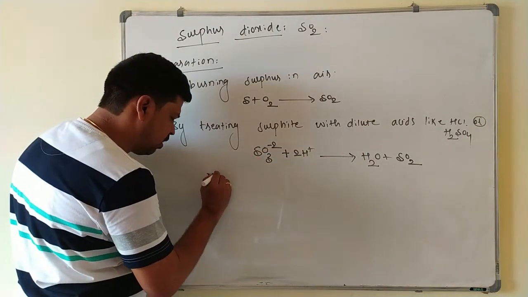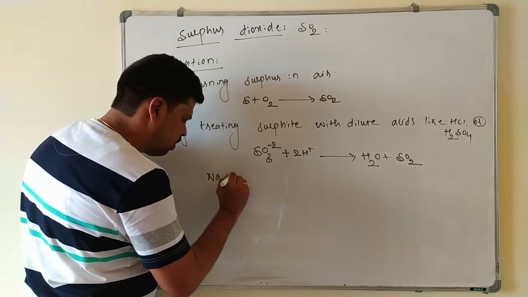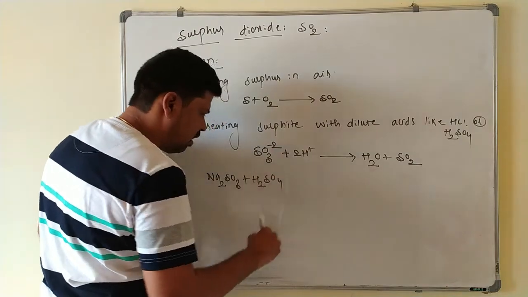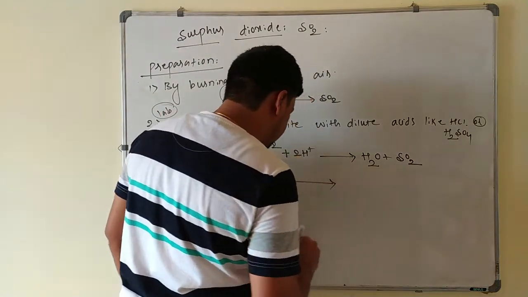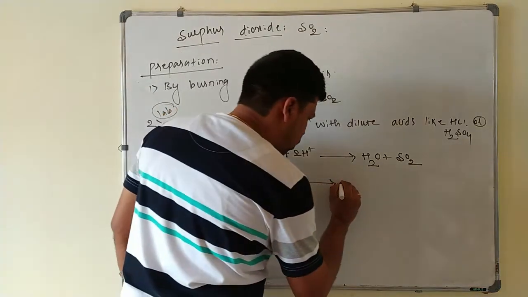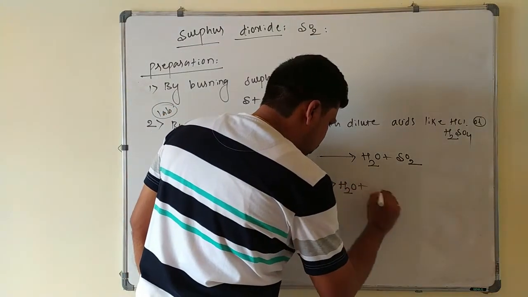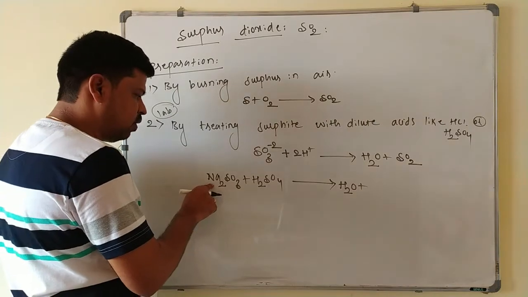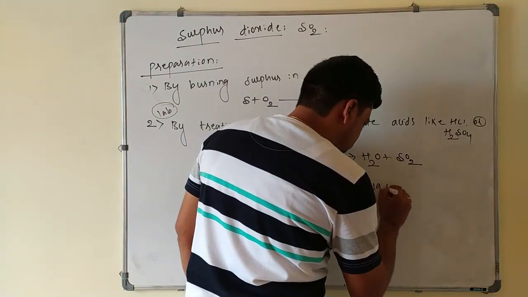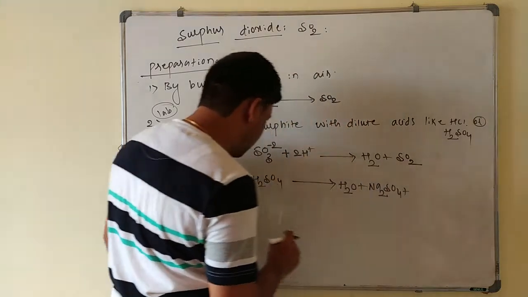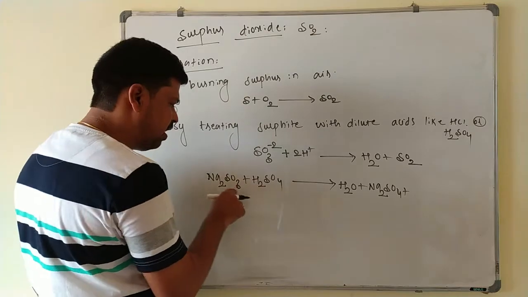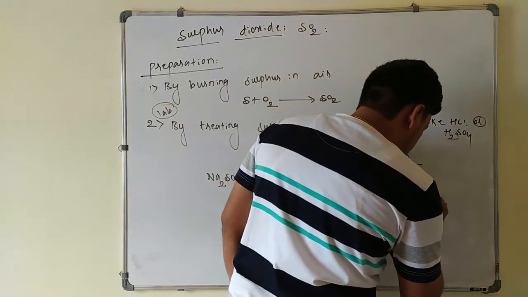I'll write some examples for this one. Suppose I take sodium sulfite, Na2SO3. On treating with dilute H2SO4, what does it give here? These 2 hydrogens combine with 1 oxygen to form water, H2O, and the sodium combines with the sulfate ion to form sodium sulfate, Na2SO4, and the remaining is SO2, since we have already taken 1 oxygen to form the water molecule.